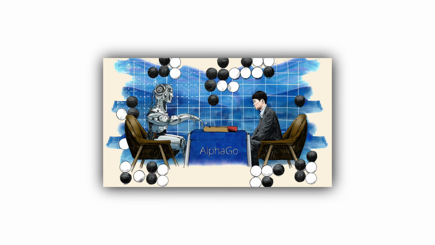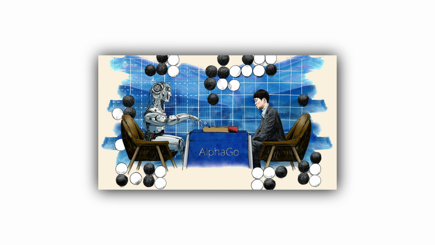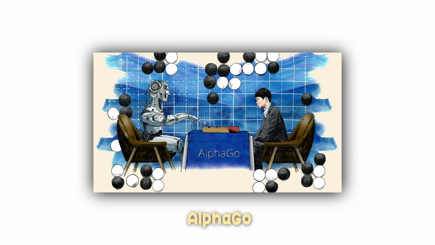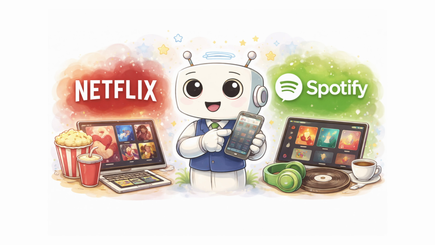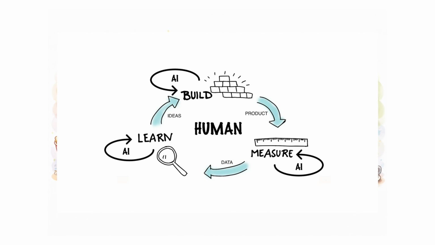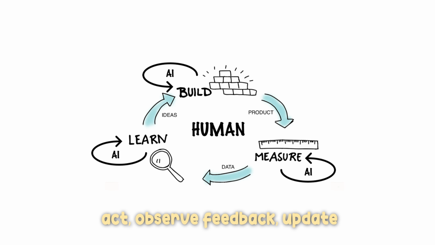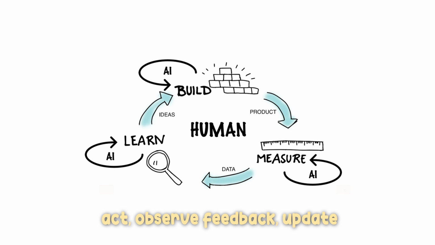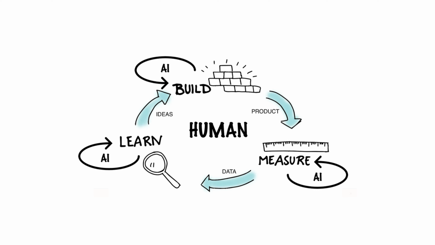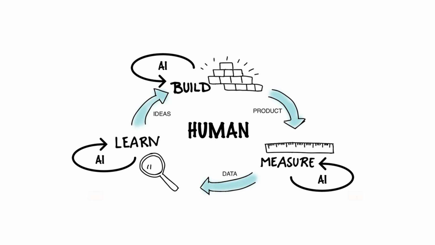situations. You see this in things like game-playing AI, such as AlphaGo, that trained through thousands of matches, or recommendation systems like Netflix and Spotify that slowly figure out your taste better than your friends do. And the loop here is simple but powerful. Act, observe feedback, update. That's it. But that loop turns a decent system into something insanely sharp over time.